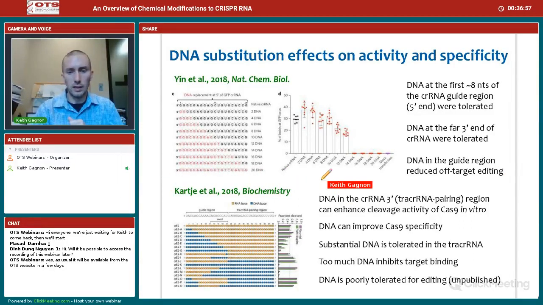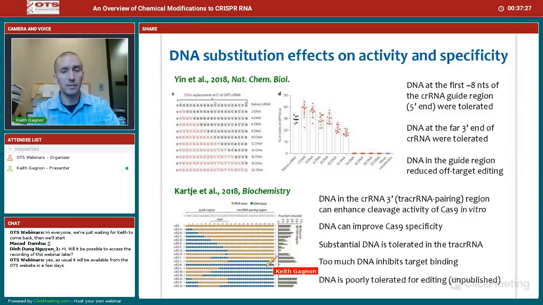And then the last one in this series I'll talk about is one that came from my lab. We published this in 2018. This was an entirely in vitro study. We do still have quite an amount of unpublished cell-based editing. We're trying to figure out why too much DNA, or DNA in certain positions, compromises editing efficiency so dramatically. But in this particular study, we saw that DNA, particularly in the tracrRNA pairing region, could dramatically improve the editing efficiency and the kinetics of the enzyme. And again, this was in vitro.